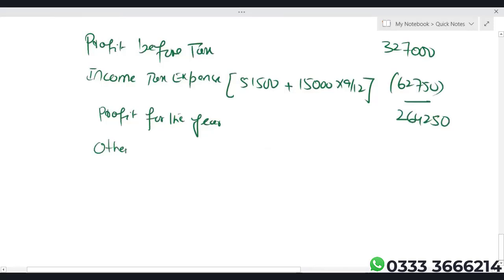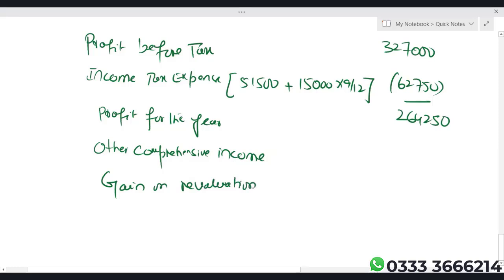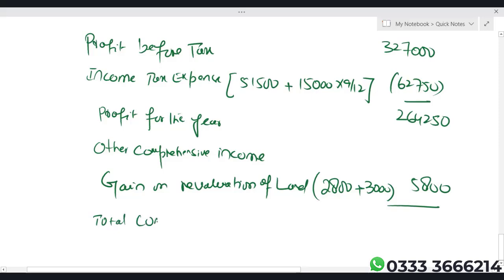So other comprehensive income: simply gain on revaluation of land. Parent 2,800, subsidiary 3,000. Here comes the total comprehensive income for the year.